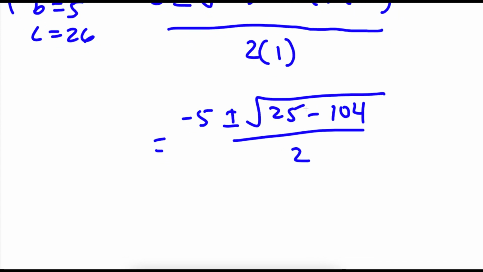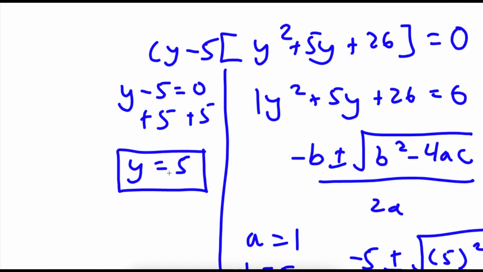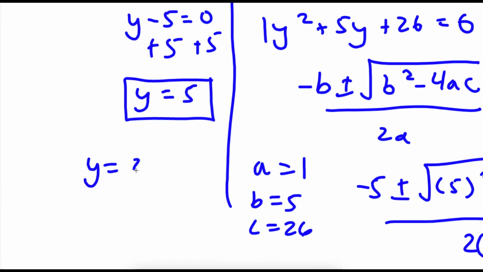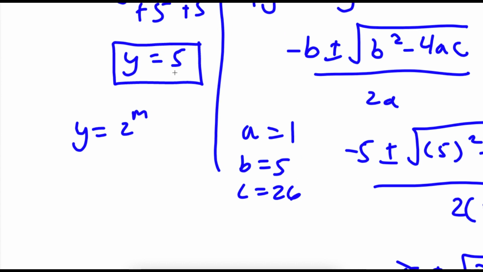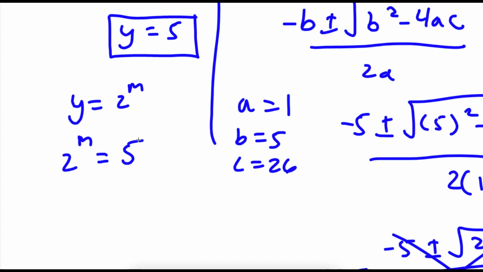And notice how this is going to be a negative number. And you actually can't take the square root of a negative number, meaning this is not a solution. So our only solution of y is y equals 5. Now remember how we set y is equal to 2 to the power of m. So now that we have our value for y, I can simply substitute that in for y. So now I have 2 to the power of m is equal to 5.